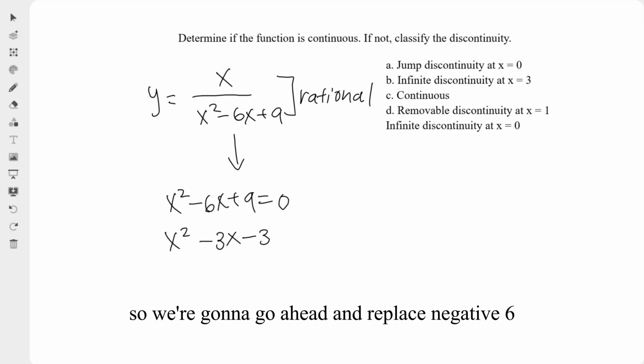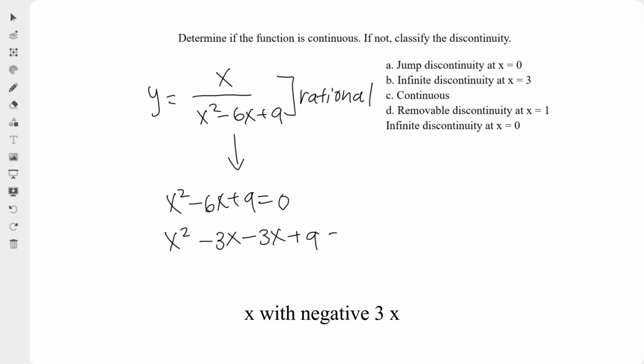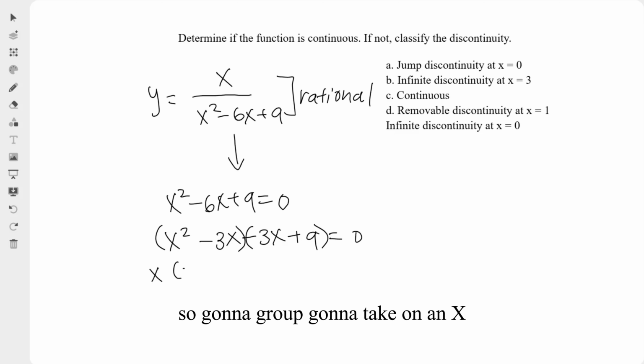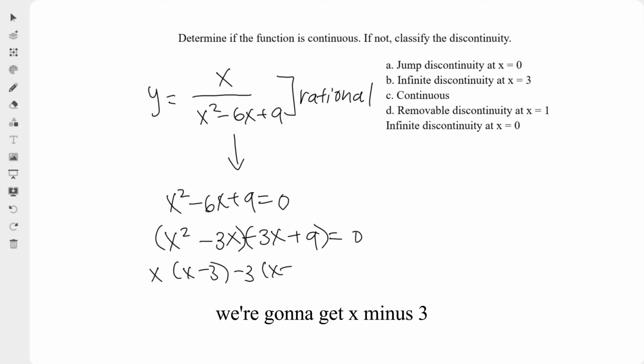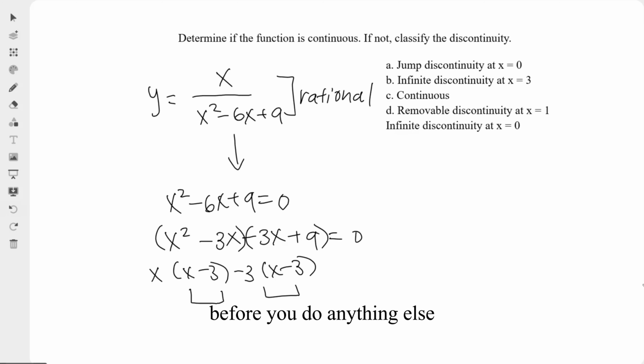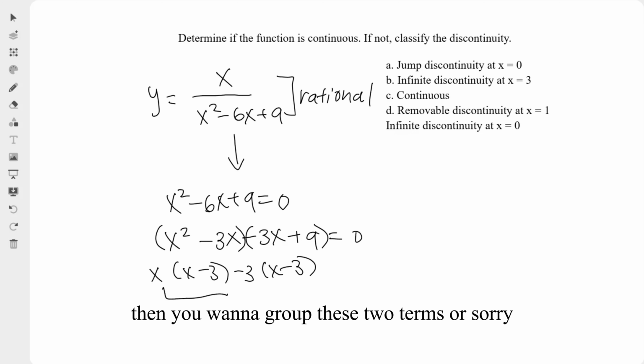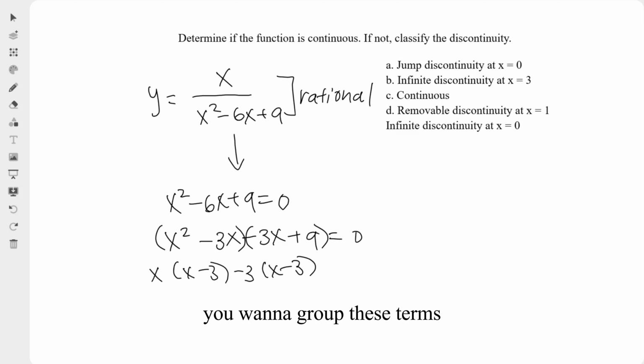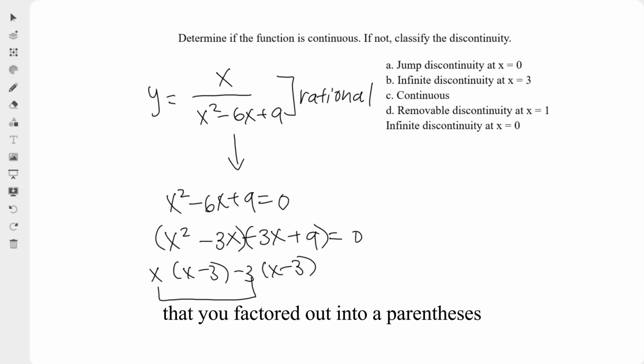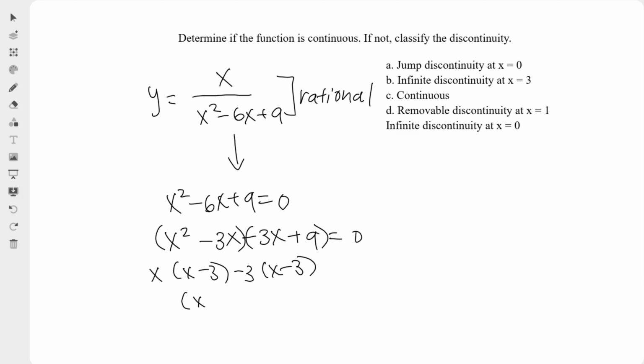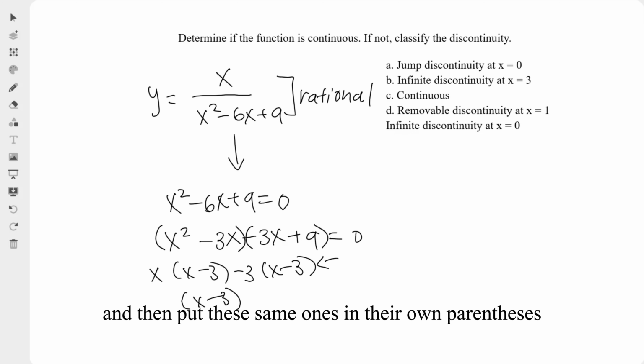So we're going to go ahead and replace -6x with -3x. And then we're going to go ahead and factor. So we're going to group. We're going to take out an x, and we're going to get x minus 3. And we're going to take out a -3, and we're going to get x minus 3. Make sure these two match up before you do anything else. Then you want to group the terms that you factored out into a parentheses, and then put these same ones in their own parentheses.